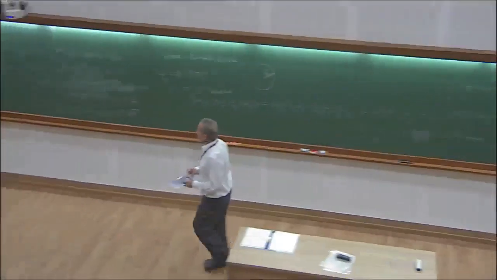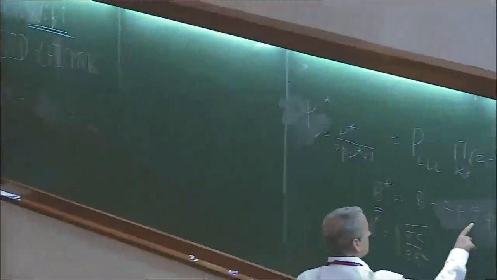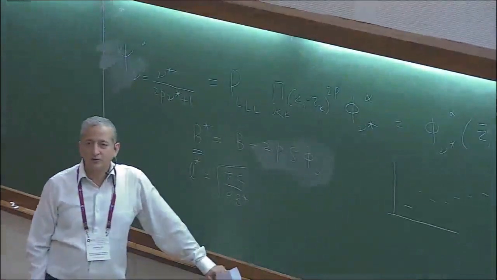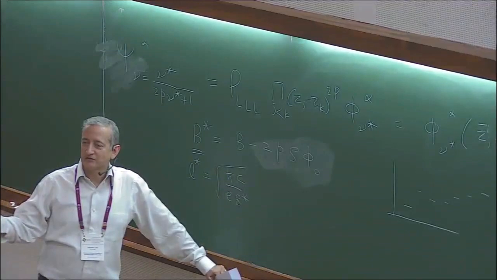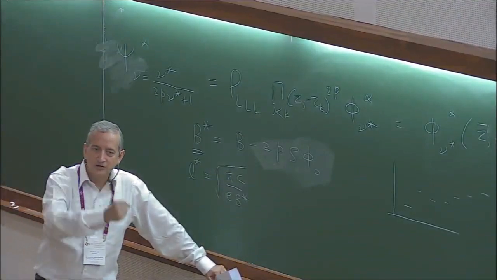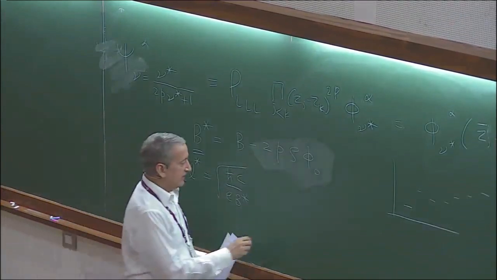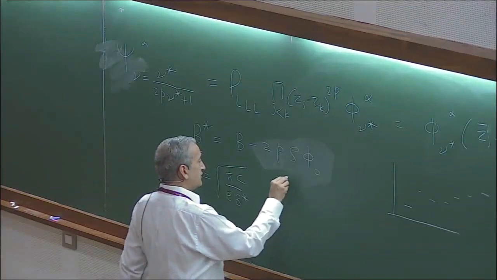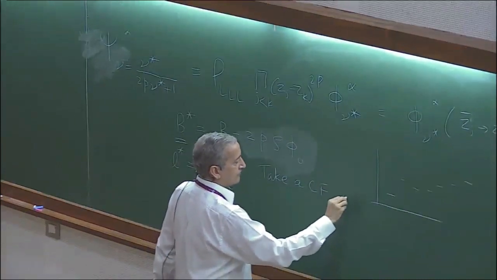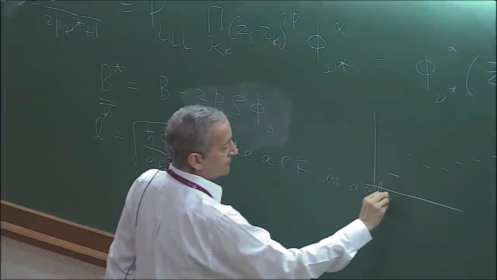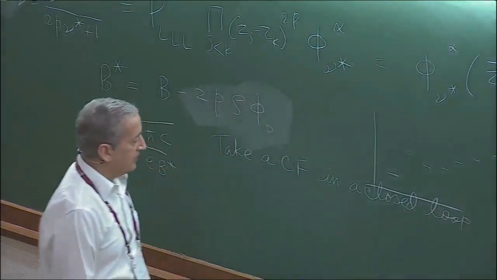So how do I know what magnetic field composite fermions are seeing? I take a composite fermion in a closed loop and ask what is the Berry phase associated with it. So, take the Berry phase. What is a composite fermion? It's an electron and 2p vortices.